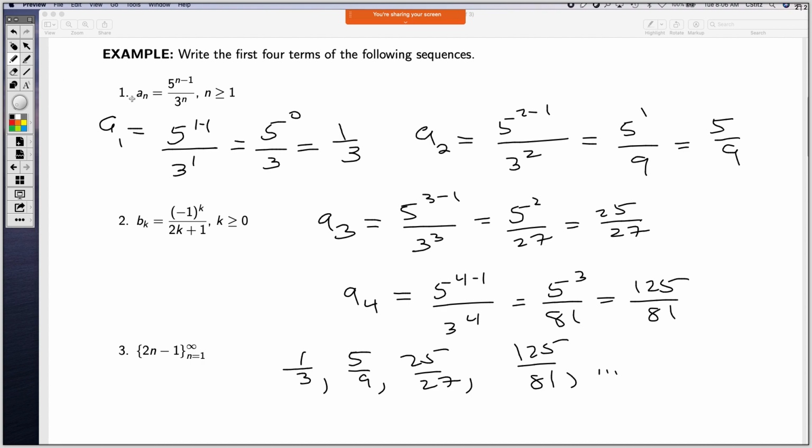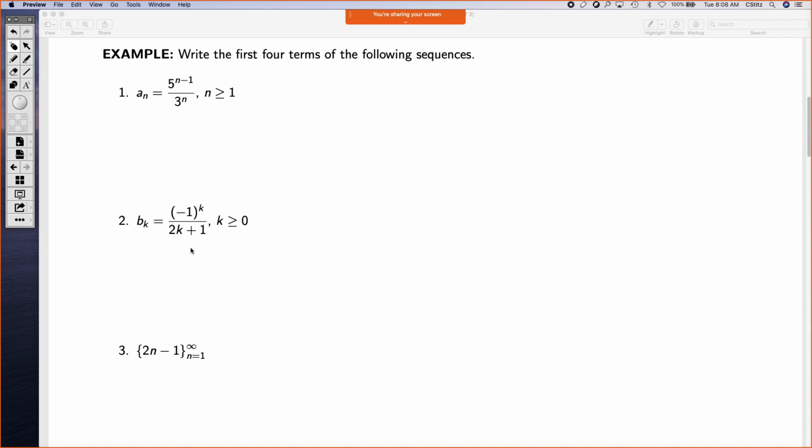All right, so you want to think of this as like a modified function notation. All right, number 2, we've got b sub k. So we're using a different letter here. Instead of n, we're using k. And here we're told that k starts at 0. So once again, we still are going to have these whole number increments to get started here.